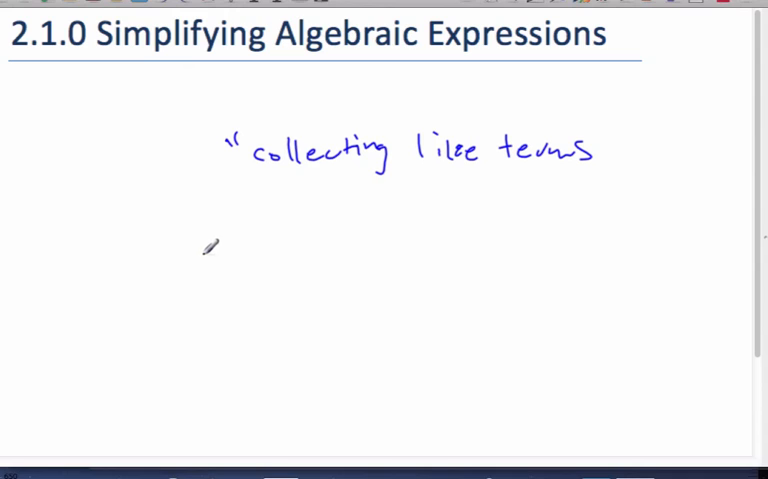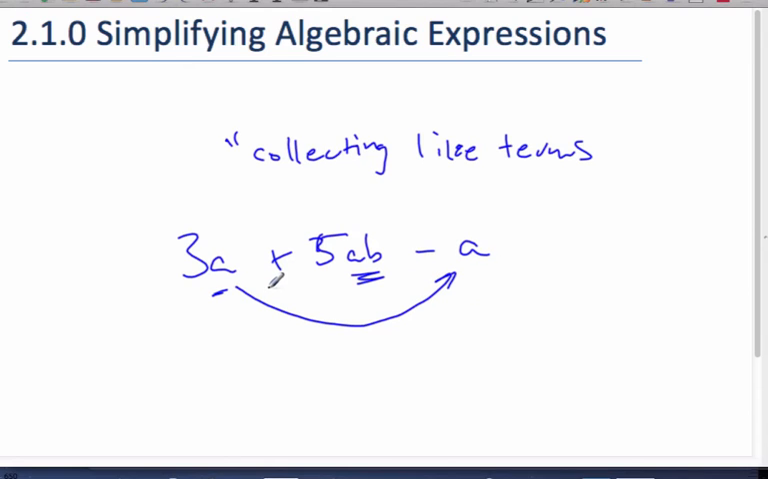And so I know that if I have a 3a plus a 3 or a 5ab, those you can't combine. You can't take apples and combine them with bananas. So these you cannot collect. But if I had a minus a on the end here, I can put those two together, because those are like terms. So 2a plus 5ab would be.